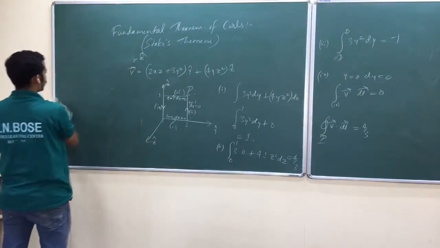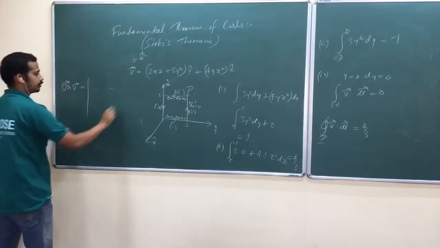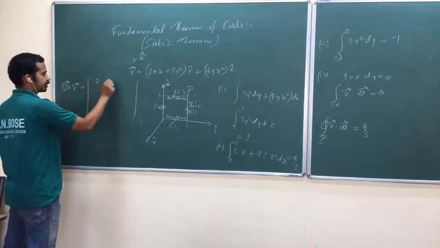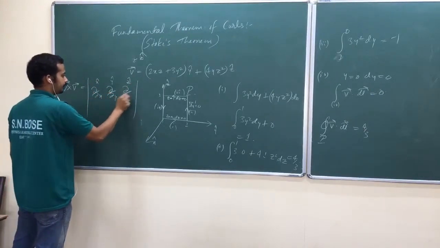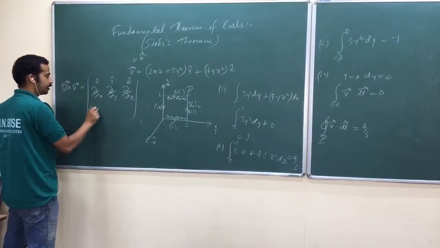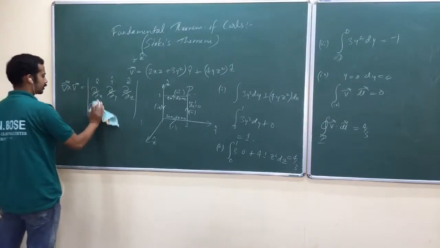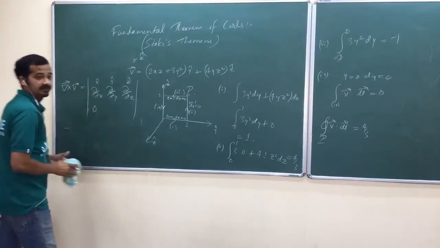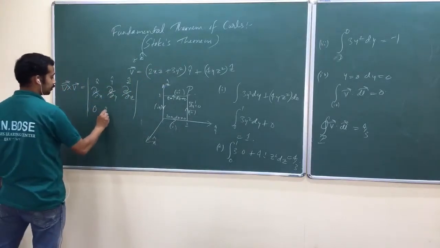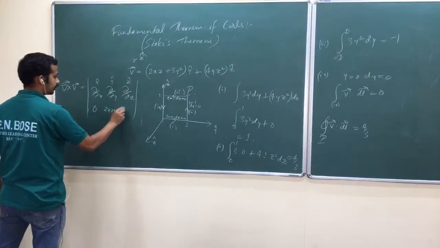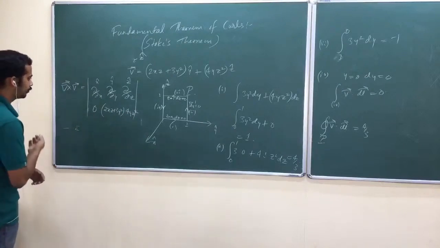Take a curl of the vector field. Again, curl of the vector field may take some time, but not much. Finding curl. X cap, y cap, z cap. Dou by dou x, dou by dou y, dou by dou z. What is x cap? 2xz plus 3y square. Sorry. X cap component is 0. Only y cap and z cap. What is this one? 2xz plus 3y square. 4yz square. Am I right? Just do that one. X cap into dou by dou y.